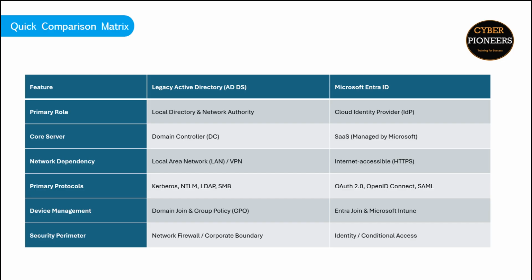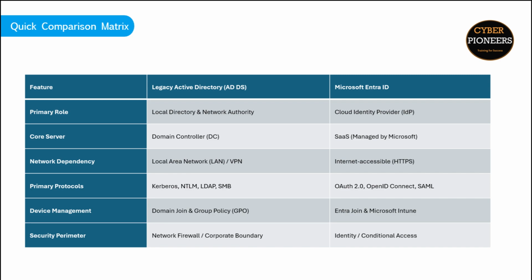To wrap up this module, let me bring everything together in this quick comparison matrix. This table is your ultimate cheat sheet for contrasting traditional Active Directory with modern Microsoft Entra ID across 6 key architectural dimensions. Let's walk through them row by row. Primary role. Traditional Active Directory acts as your local directory and internal network authority. Entra ID, on the other hand, operates as a global cloud identity provider, or IDP.